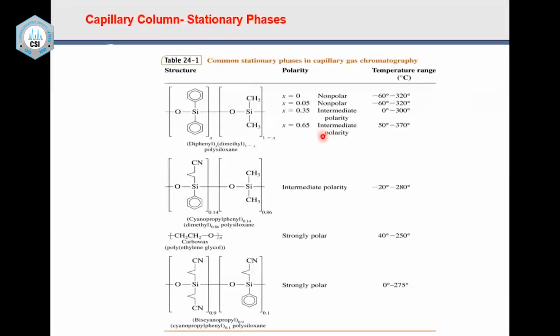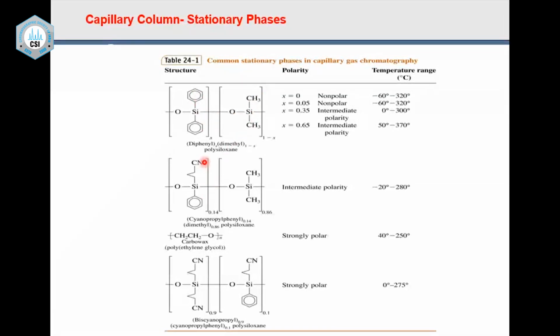Again, everything depends on the polarity. So we have non-polar or intermediate polar columns, intermediate polar columns, strongly polar columns, and very strongly polar columns. Depending upon the nature of the liquid used for coating, the surface becomes non-polar to polar. Here you can see we have a diphenyl group attached, and here dimethyl groups attached. Dimethyl or diphenyl group compounds generally come under the non-polar or intermediate polar category. So these are intermediate polar, these are non-polar.